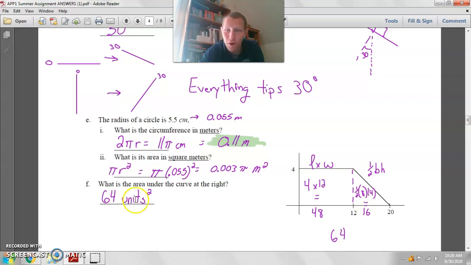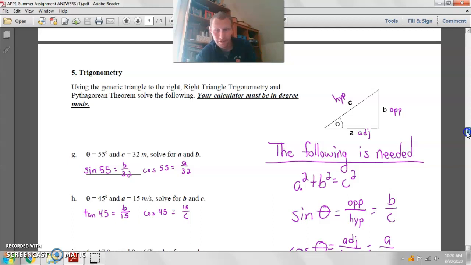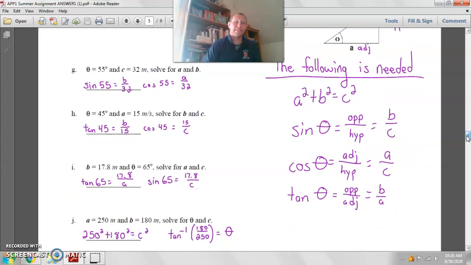All right, I know I'm cruising. Like I said, if any of this is still questionable, make sure to get it answered. Trig. I put a list on the right-hand side there of things you need. Right? a squared plus b squared equals c squared. Boom. Check it out. If you know 2 side lengths, you can always find the third.